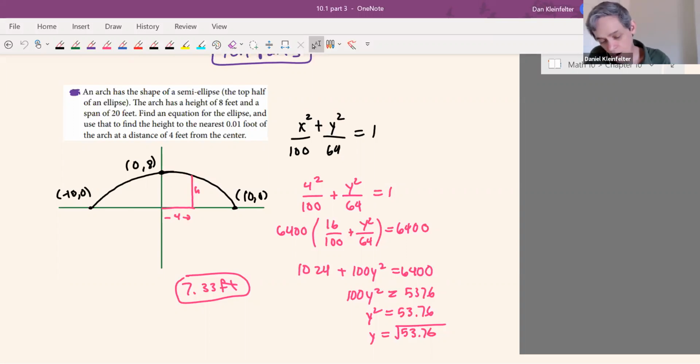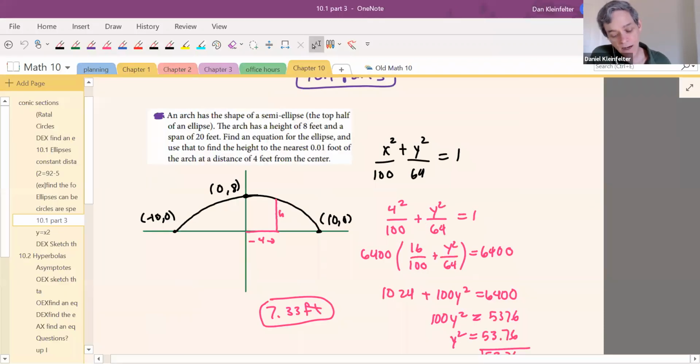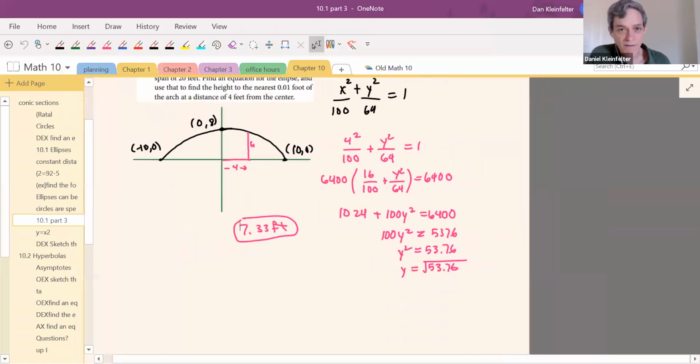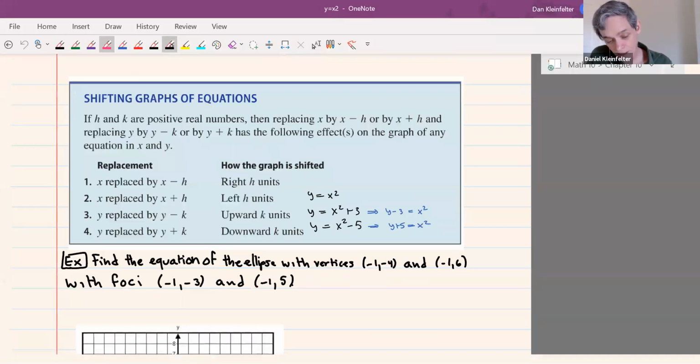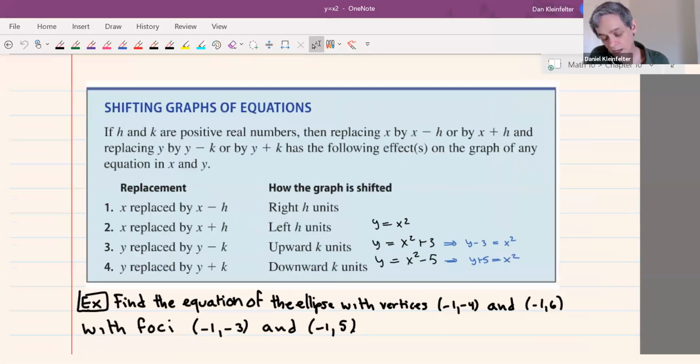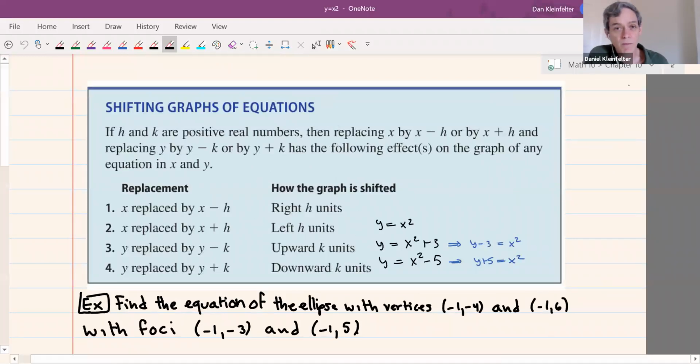All right, so far our ellipses have been centered at the origin. Of course, they don't always have to be that way, and so we want to see how that works when they're not. And this general guidance is going to apply for when we work on hyperbolas and parabolas as well. So if h and k, we continue using h and k throughout. If they're positive numbers, then replacing x by x minus h or x plus h, and replacing y by y minus k or y plus k has the following effects on the graph.